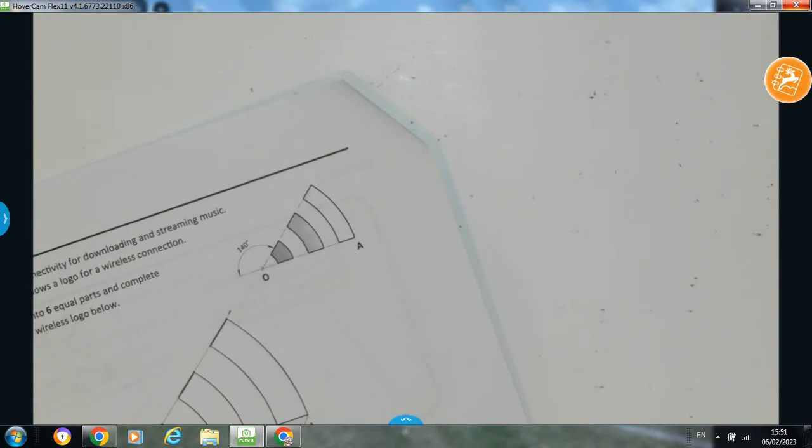I'm going to move on to the next question now. We're going to do another tangent problem. So look back in my booklet here.